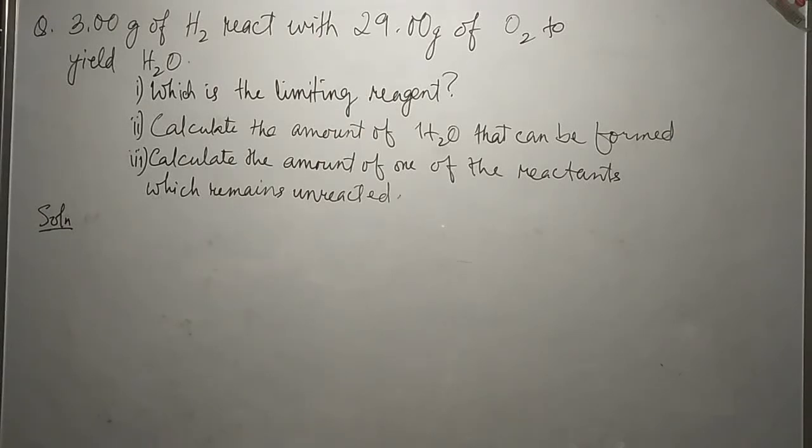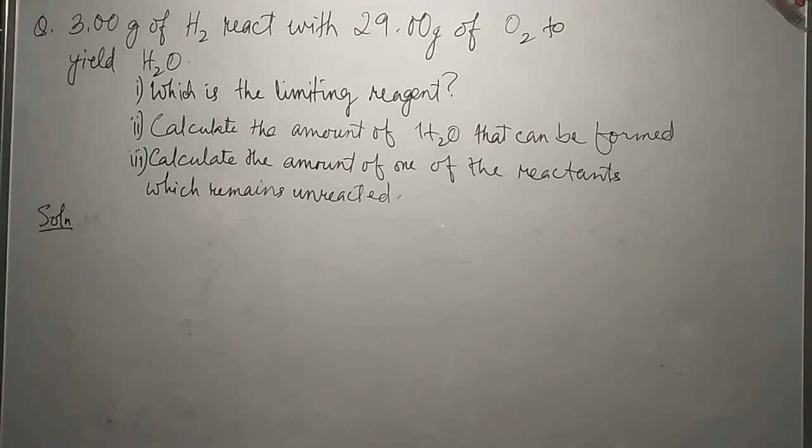Okay, so the question is: 3 gram of hydrogen molecule reacts with 29 gram of oxygen molecule to yield water. The first thing we are asked to find is which is the limiting reagent. A limiting reagent is any reacting substance which gets used up first in the reaction. So our answer may be hydrogen molecule or oxygen molecule. Which one gets used up first, or which one gets over first?